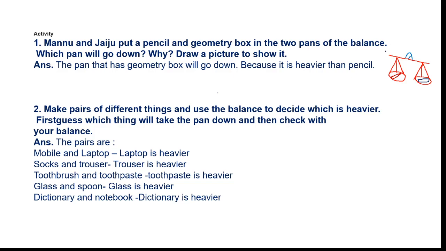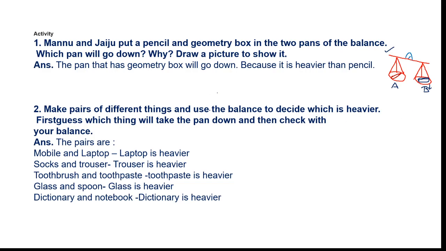So children, here I have drawn a picture. You can see this one is the balance and this one is pan A and this one is pan B. So in pan B I have kept the geometry box and in pan A we have kept the pencil. So children, you have to tell here which pan will go down. You can see here the pointer is towards pan B. So pan B will move down. It means the pan that has the geometry box will go down because it is heavier than the pencil. Okay, so pan B will go down.